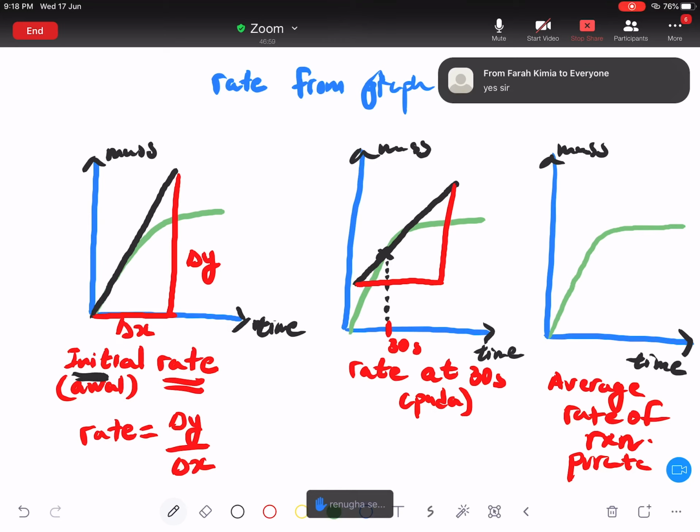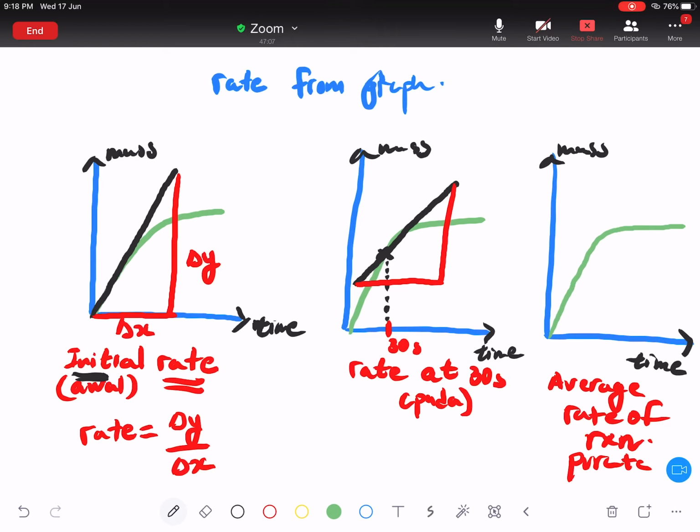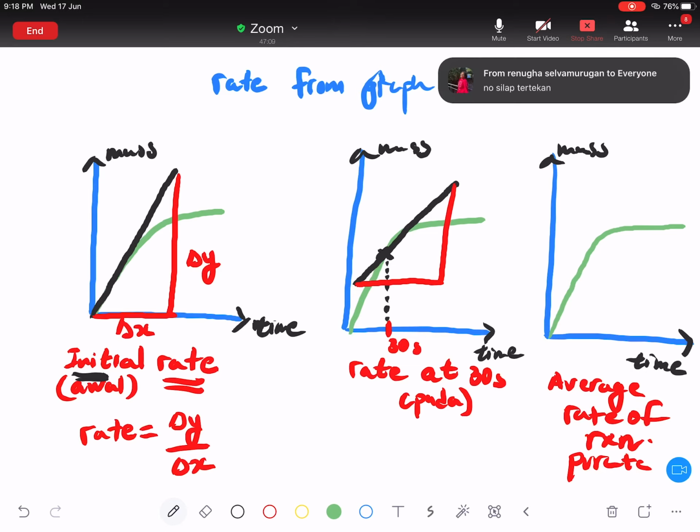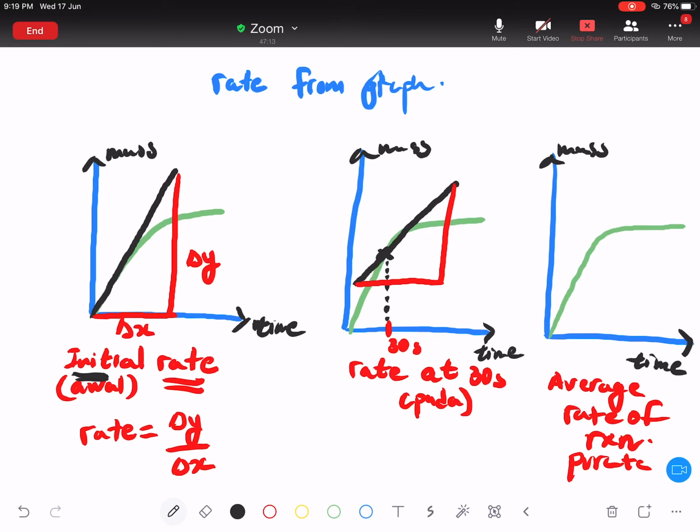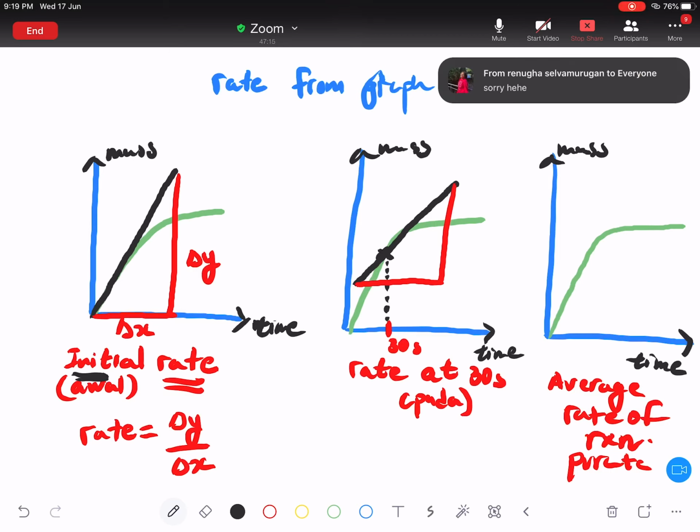Okay, sekarang ni guys. Yes, Renuga, do you have a question? Okay, good. Okay, dengar sini anak-anak, before I go in detail, saya nak tanya satu benda. Tak apa. Tak ada apa pun, Renuga. Saya tanya je.